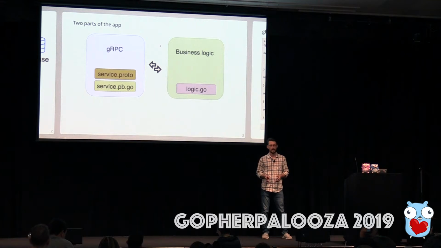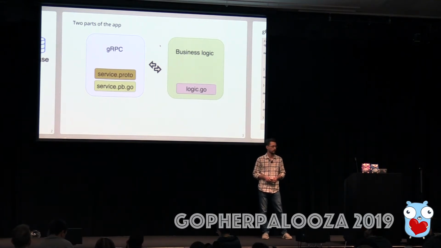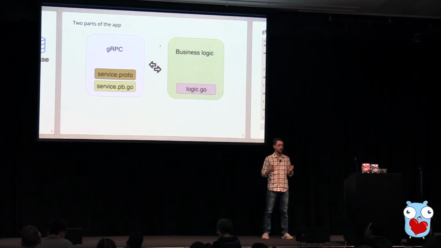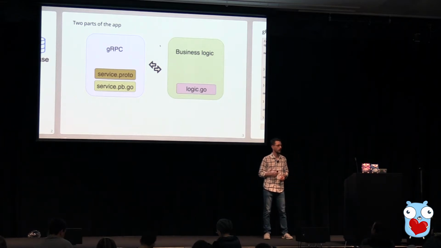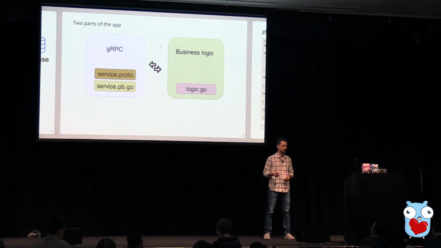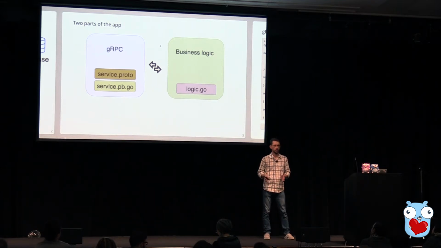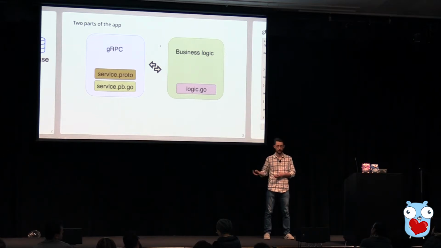Our app consists of two parts. The first one is gRPC transport, which has the Protoc definition of the service. The second part of this transport is auto-generated Go code, which is located inside the pb.go file. On the other side, we have business logic, which does some valuable work. In our case, it takes data from the database and exposes one interface with one method.